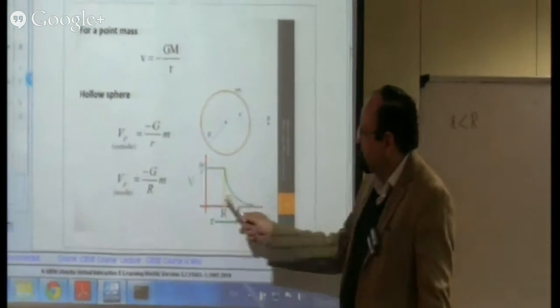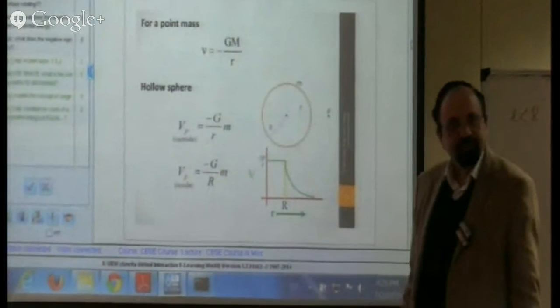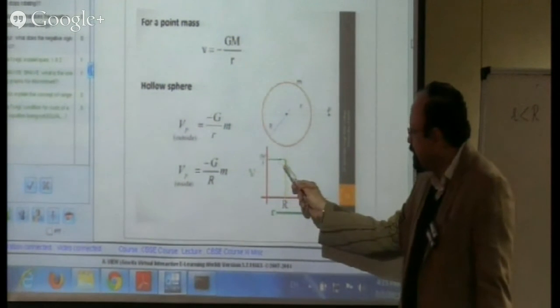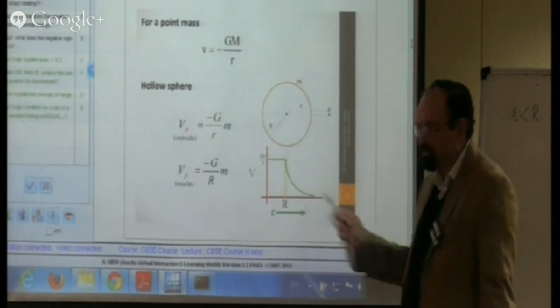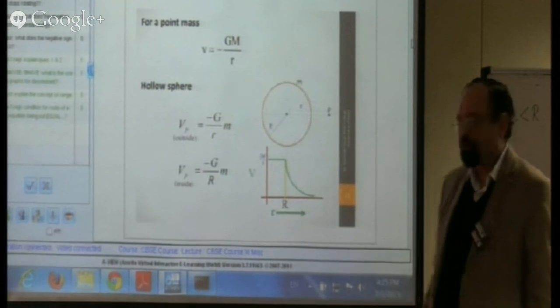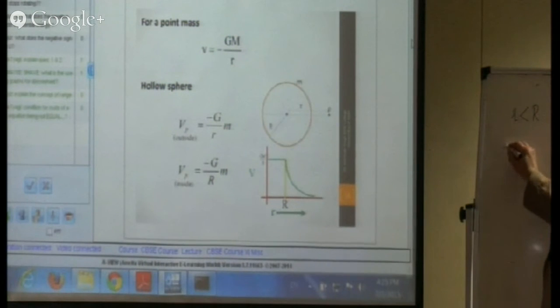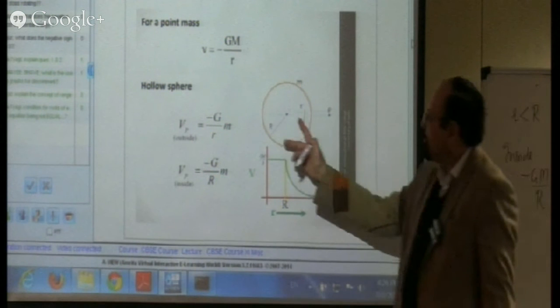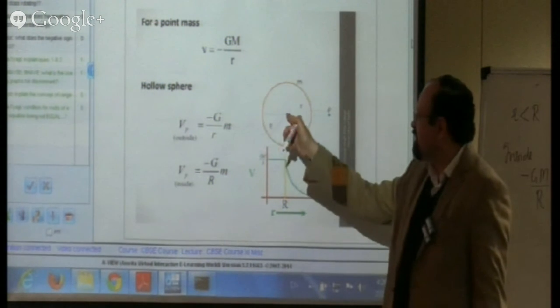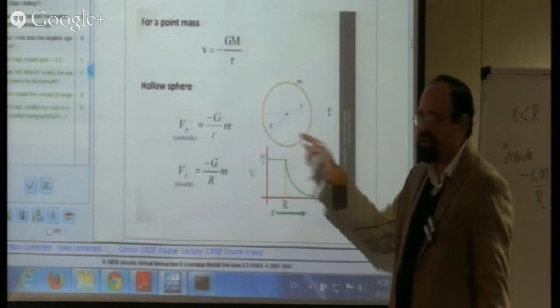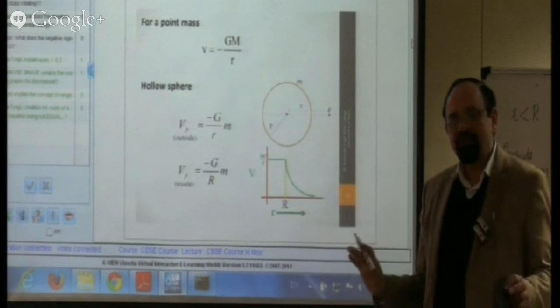If you look at the pattern of this potential V with small r, it is constant till you reach a position equal to R. And the value for an inside point is minus Gm by R. But please care for the distance I am counting. It is capital R, the radius of the sphere. Whether I am at the center or somewhere here or even on the inner surface, the potential is the same.